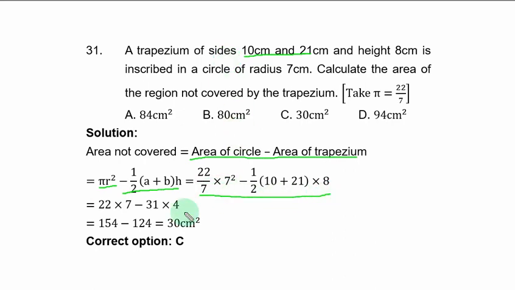If you simplify, you have 22 times 7. 7 squared is 49, divided by 7 is 7. Minus, you divide 8 by 2, you have 4. If you add here, you have 31 times 4 in this form. And you have 154 minus 124, and that is 30 squared centimeters. 30 squared centimeters. C is the correct option.